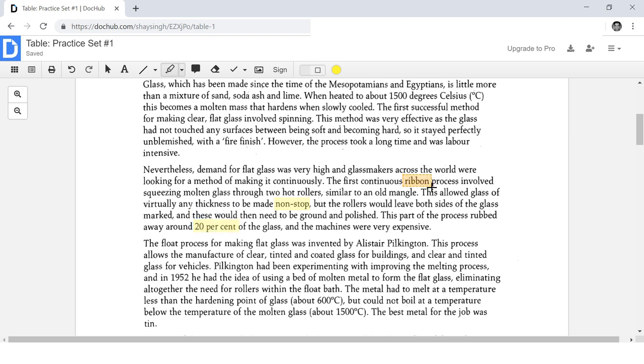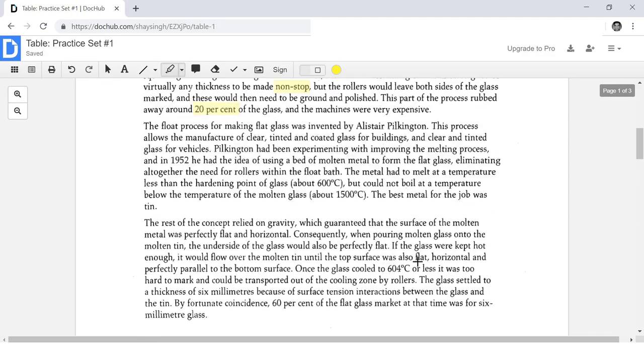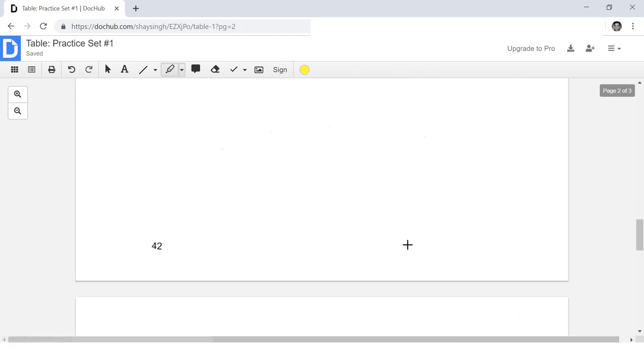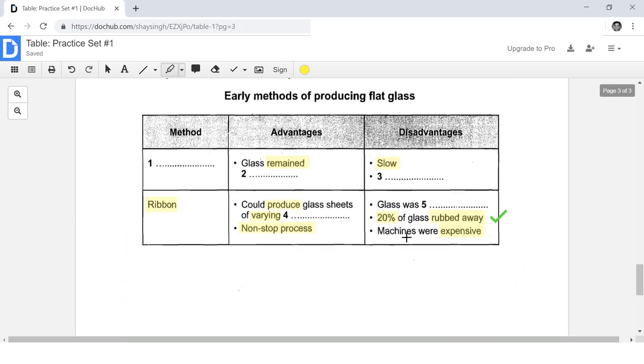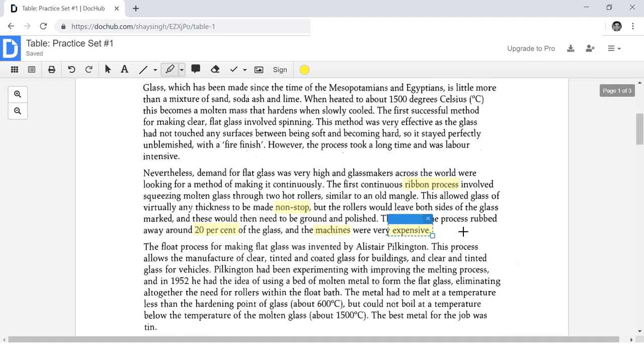Here I see another keyword. Ribbon process, in fact, because it talked about the method down here, and right here is talking about the ribbon method. So I know that we're going to find our answer somewhere around there. And over here it mentions that the machines were very expensive. That is also one of our keywords. 2 of our keywords, machines and expensive. So we found that there as well. So we're going to find our answer around this area. So let's go ahead and read this sentence. We can start reading from up here.